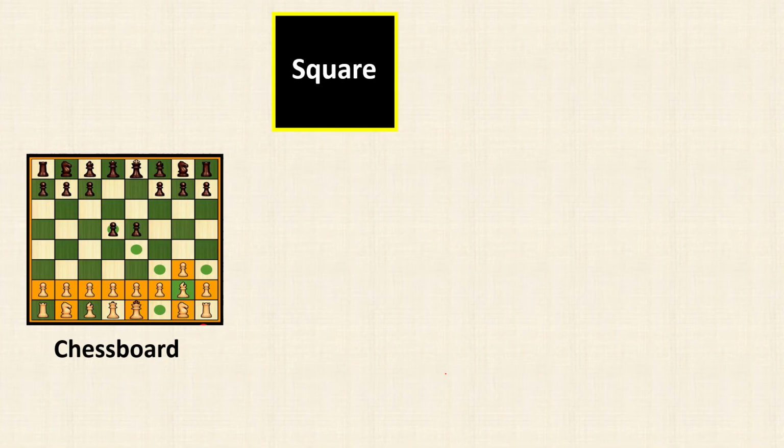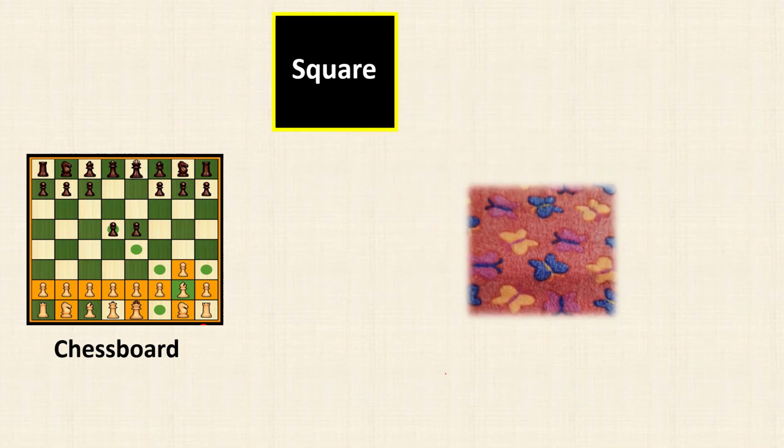Another example is a hanky. If you look at the small hanky which is used by the mamas, it also has 4 equal sides. We call it a square.